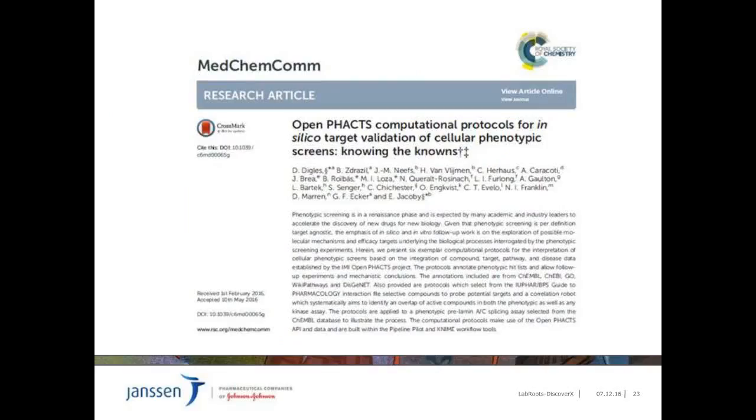This work also has been published in the 2016 MedChemComm paper, which summarized the work done in the OpenPhacts consortium on in silico target validation and phenotypic screening by demonstrating the application of the protocols on the pre-Lamin A splicing corrector assay.